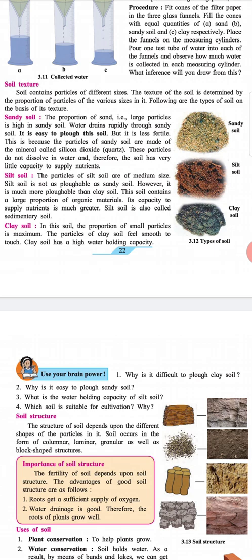Silt soil. The particles of the silt soil are of medium size. Silt soil is not as plowable as sandy soil. However, it is much more plowable than the clay soil. This soil contains a large proportion of organic material. Its capacity to supply the nutrients is much greater. Silt soil is also called sedimentary soil.